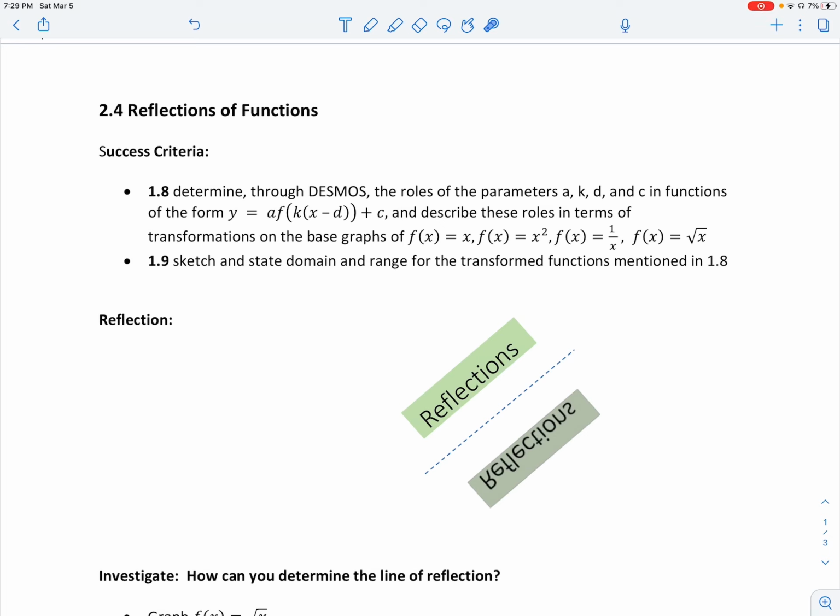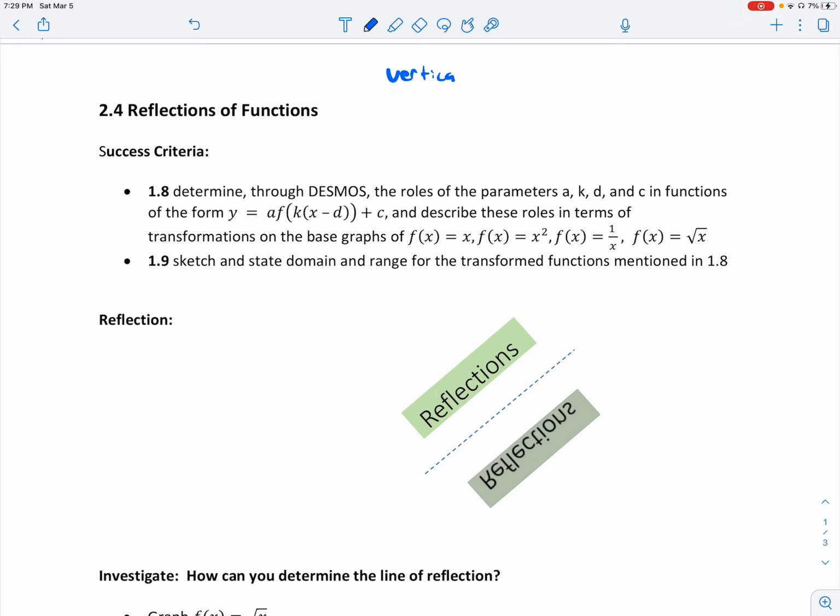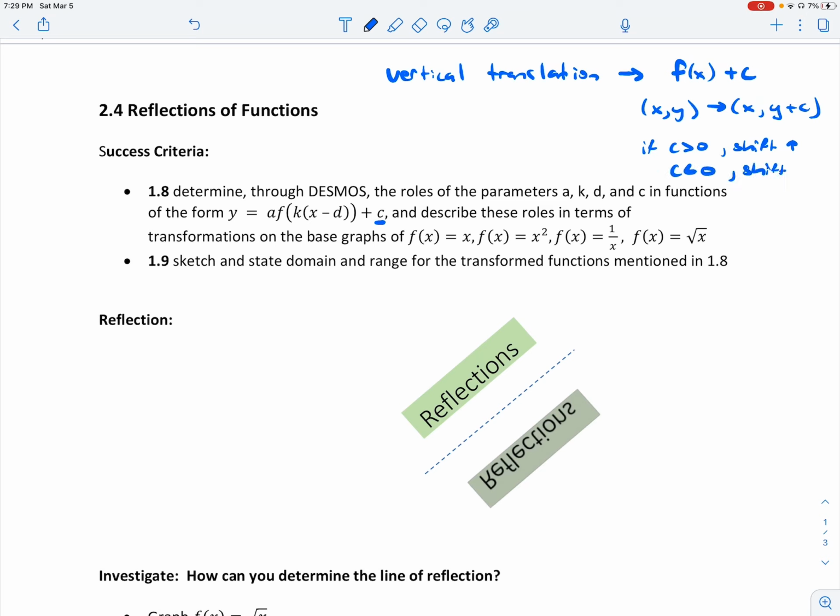So in our last lesson, you learned about two types of transformations. You learned about the vertical translation, and this has to do with our parameter c. The transformation we'll always take on this form will be adding c to a base function. And what happens is our base points, x, y, turn into x comma y plus c. And if c is greater than 0, the graph shifts up c units, and if c is less than 0, it shifts down. Okay, that's just to recap a little bit with the vertical translation.